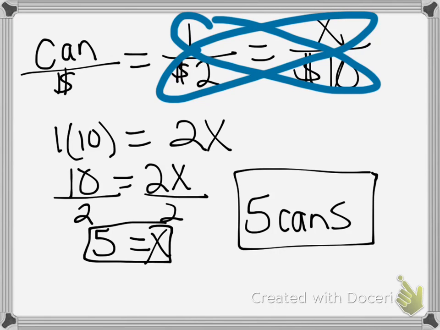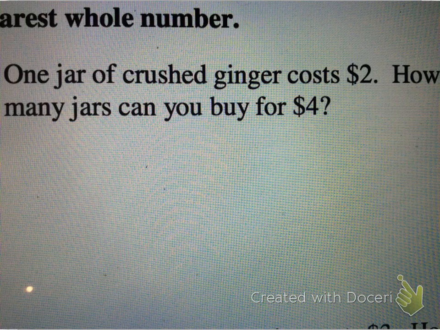So let's try one on your own now. Alright, so in this question it says 1 jar of crushed ginger costs $2. How many jars can you buy for $4? So go ahead and pause this video and try to work it out yourself first. Once you work it out, then you can play it and see if we get the same answers.